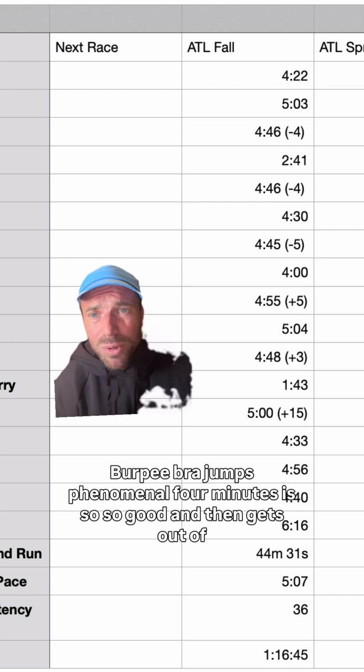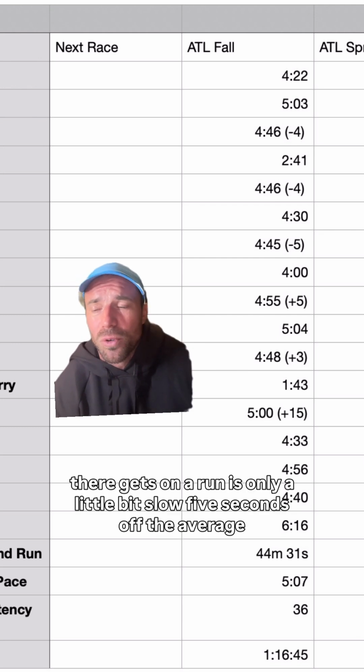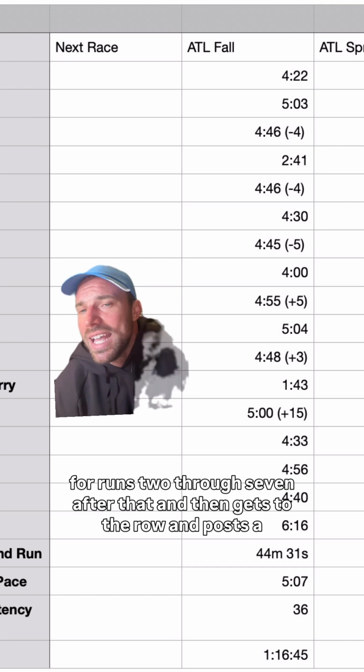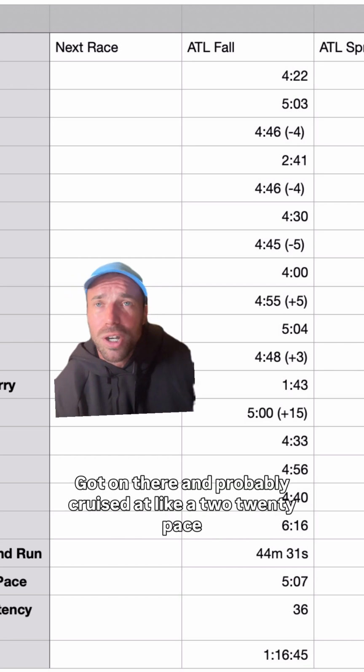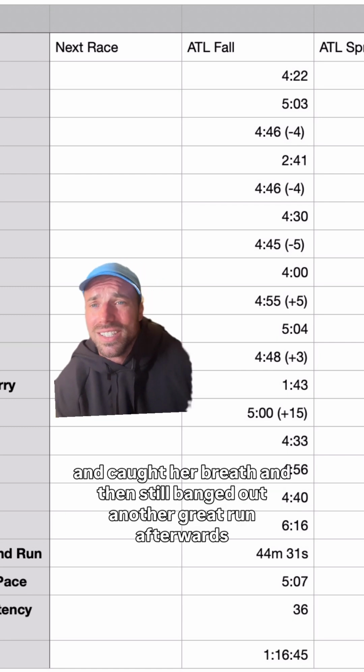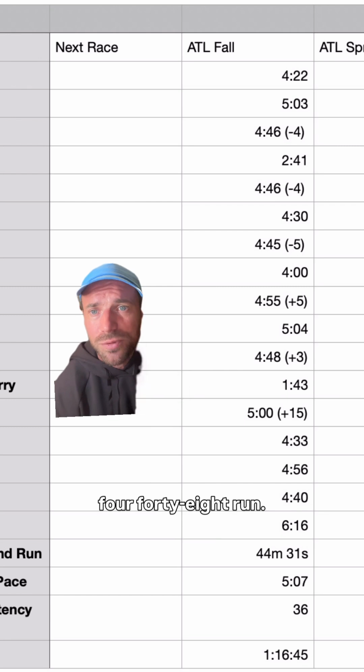Burpee broad jumps, phenomenal. 4 minutes is so good. And then gets out of there, gets on a run, is only a little bit slow, 5 seconds off the average for runs 2 through 7 after that. And then gets to the row and posts a great time on the row. 5:04 is a solid row. Got on there and probably cruised at like a 2:20 pace and caught her breath, and then still banged out another great run afterwards, 4:48 run.